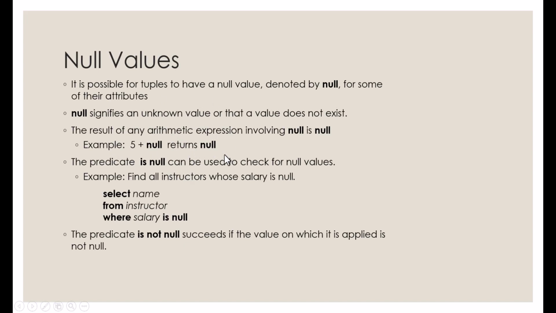The predicate is null can be used to check for null values. Okay, so select name from instructor where salary and then the keyword is null. Okay, so this will find all of the instructors whose salary is not known or is null. Okay, so we're using the keyword is null. Okay, the predicate is not null, so now we have the is not null keyword. It succeeds if the value is not null. Okay, so if there is a value, then it's going to be returned. So is not null is the exact opposite of is null. Okay, so if there's a value, it's returned.